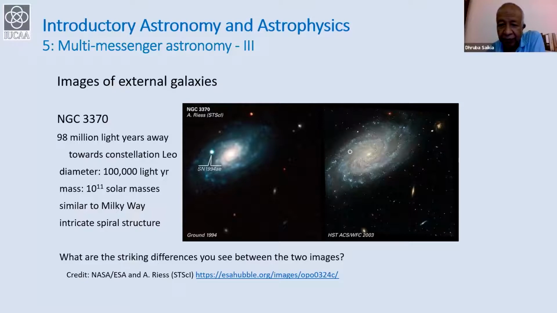And even in objects which are visible, for example, this galaxy over here and this galaxy over here, you can see some kind of spiral structure associated with it. And you can see many more objects over here. This is an image made with the Hubble Space Telescope in 2003. And this is from a ground-based telescope in 1994 when the supernova went off.